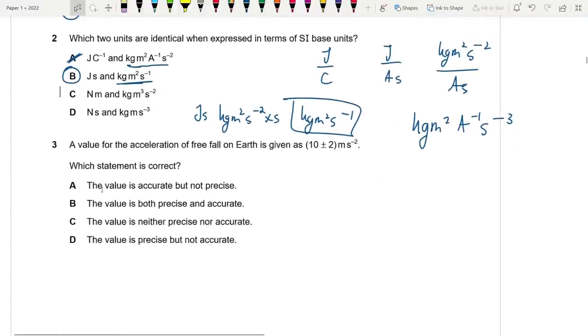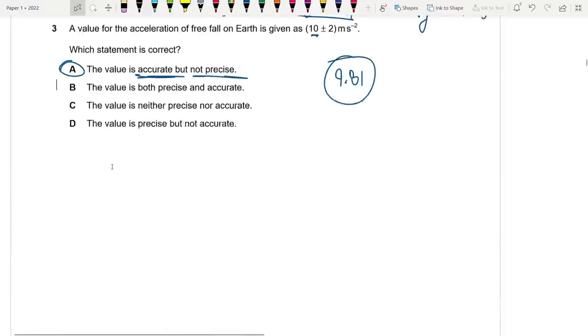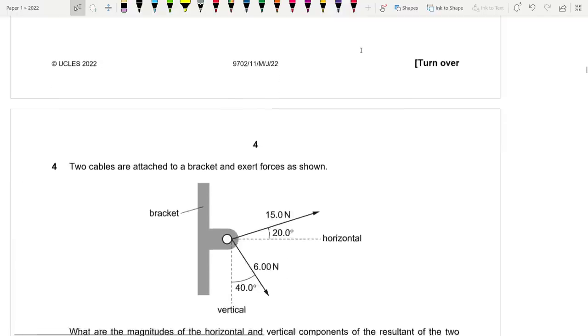3. A value for the acceleration of free fall on Earth is given as 10 plus minus 2. Which statement is correct? 9.81 is the accurate and precise answer. 10 is close to 9.81, so we can say that our value is in fact accurate, but it's not precise to two decimal places. So A is the best answer. Precision depends on the number of significant figures we're using, and on the instrument we used.